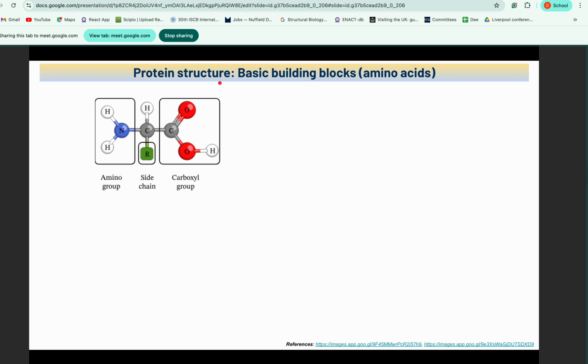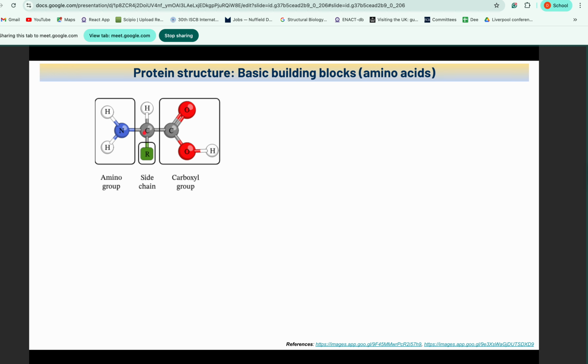Now we'll look into the protein structure and its building blocks. As in the case of DNA and RNA, where the building blocks were nucleotides, similarly in protein, the building blocks are amino acids, and this is the basic structure of an amino acid. There are a total of 20 main amino acids, and some other amino acids are also there. So this is the basic structure.